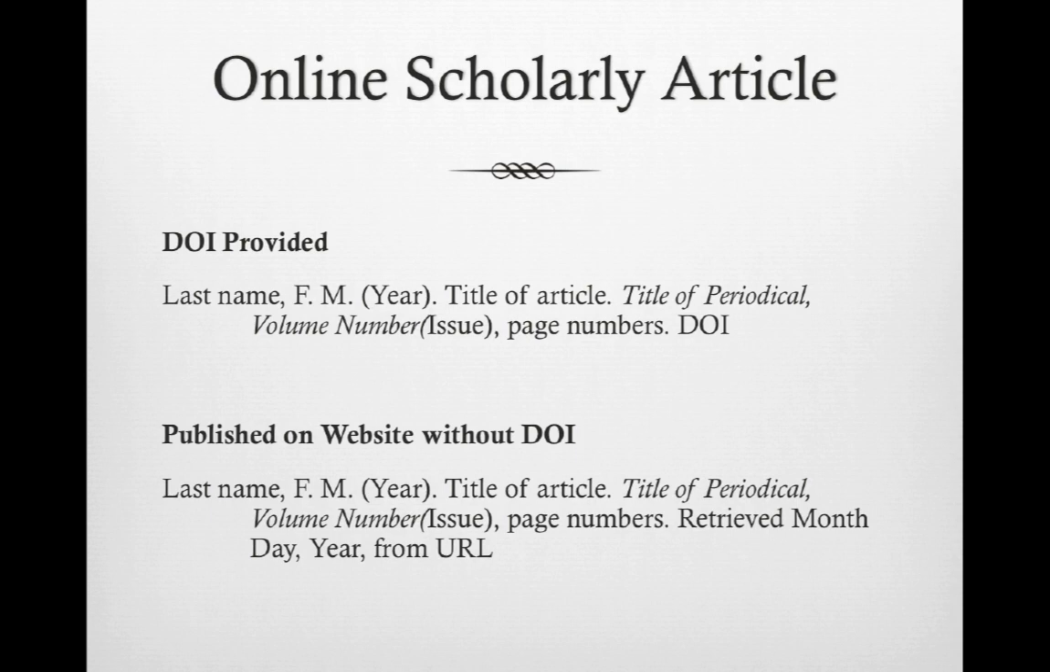If the scholarly article was published on a website without a DOI, the citation is almost exactly the same. The only difference is that instead of the DOI, you will write the words retrieved and then the month and day, comma, year, comma, from, and then provide the URL where you retrieve this information.